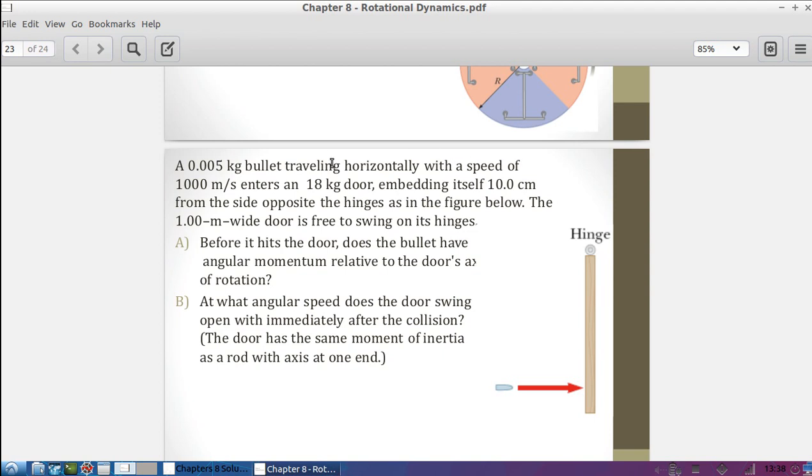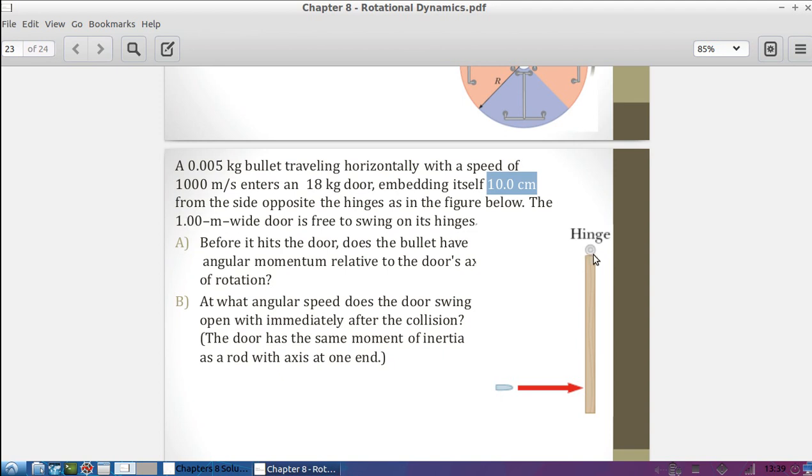So we get the mass of the bullet. We've got an initial speed of 1,000 meters per second. We've got the mass of the door, and this problem says that the bullet hits the door 10 centimeters from the side opposite the hinges. So what does that mean? The door is 1 meter wide.